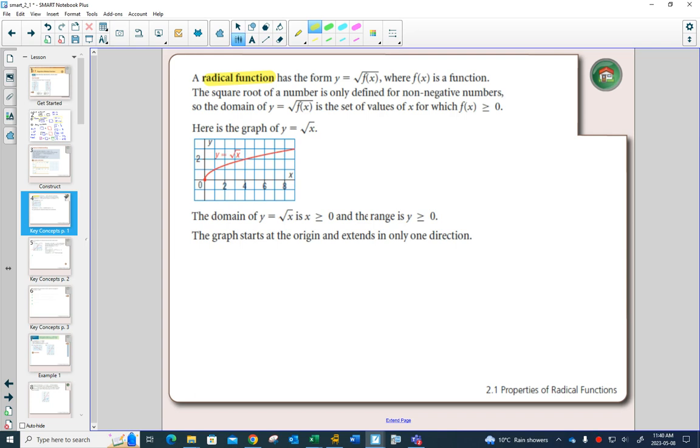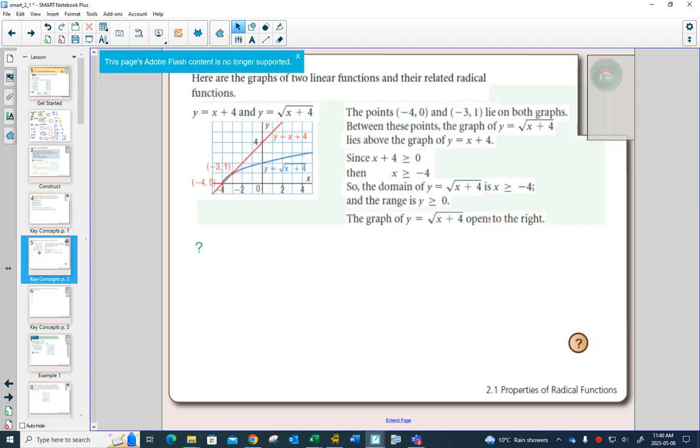And I mean, we were introduced to very basic radical functions when we did our transformation unit, right? We had our square root of x graph. And we learned how to do all the transformations with the square root of x graph. Okay? We learned that if you wanted to do the square root of x plus 4, you could just take that square root graph and move it 4 to the left.